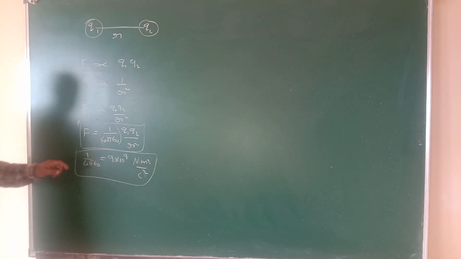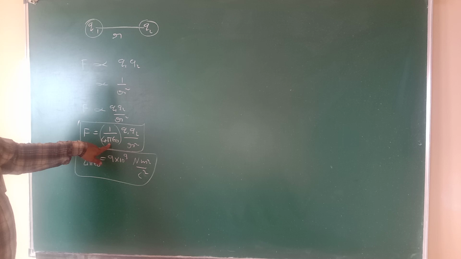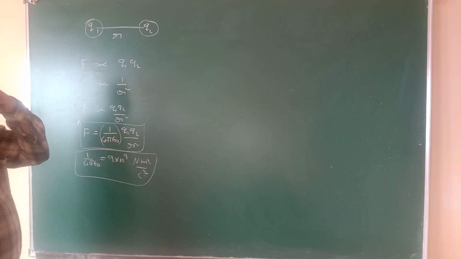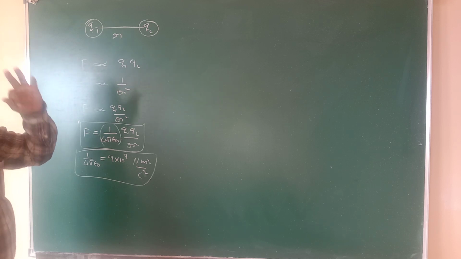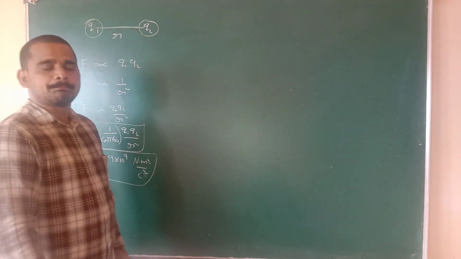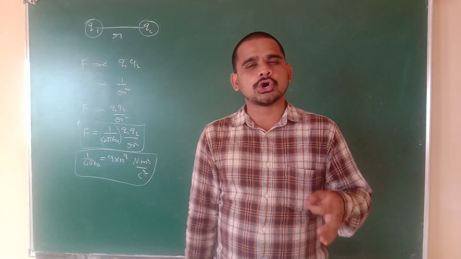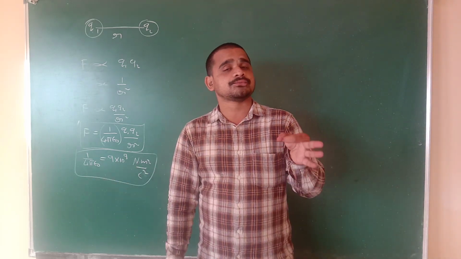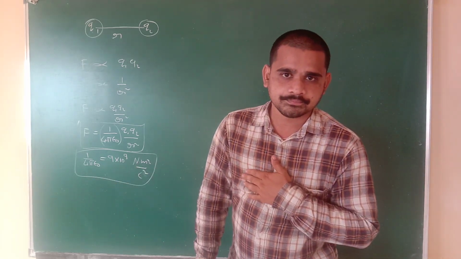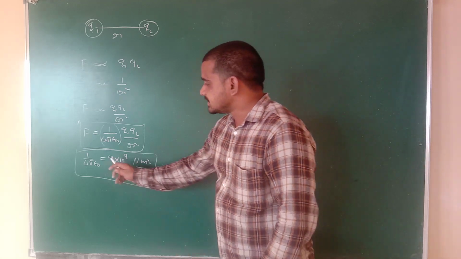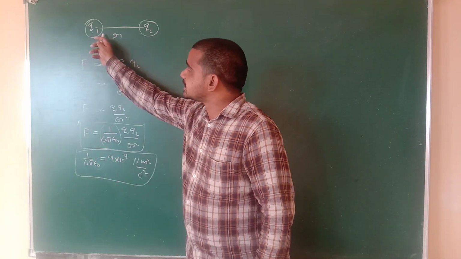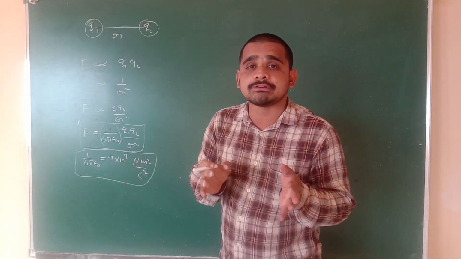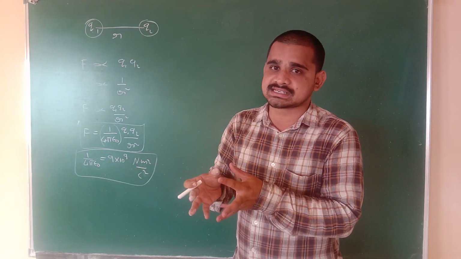I'll tell you what these are. 1 by 4 pi: the pi value is 22 by 7. What is epsilon naught? Epsilon naught is the permittivity of free space or air. Understood? Means this term, epsilon naught, represents the medium, the permittivity of the medium present between the two charges.